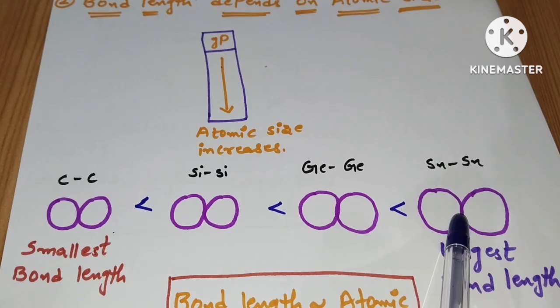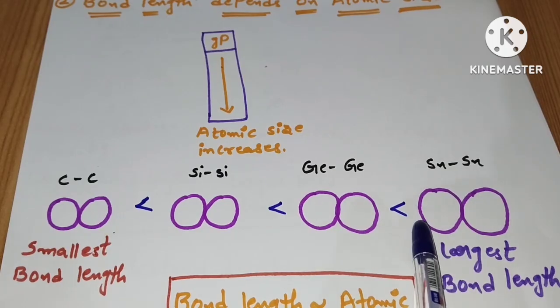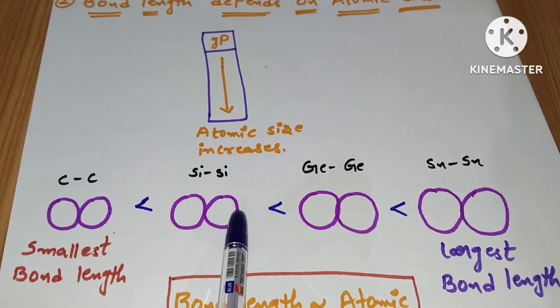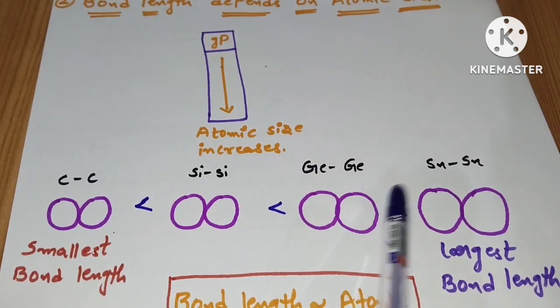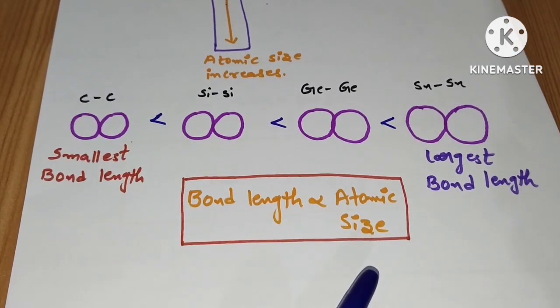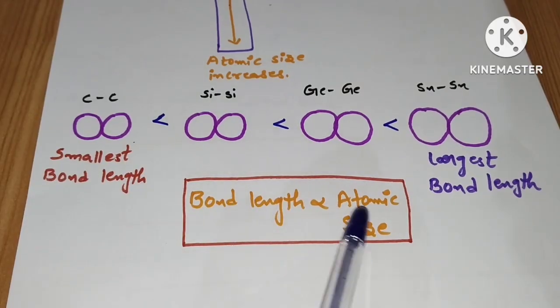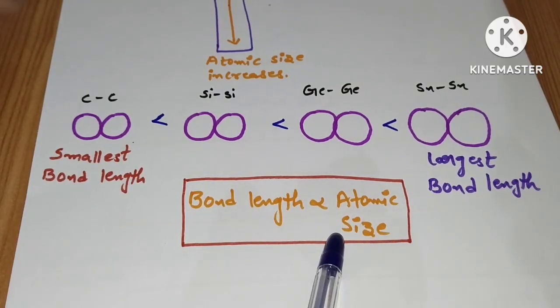We can see that the size of tin is biggest. Hence, its bond length is also largest. While the size of carbon is smallest and its bond length is lowest. So, this is the order of increasing bond length. From this example, we conclude that bond length is proportional to atomic size.